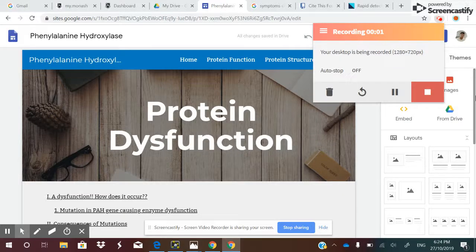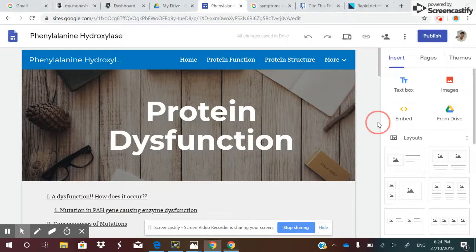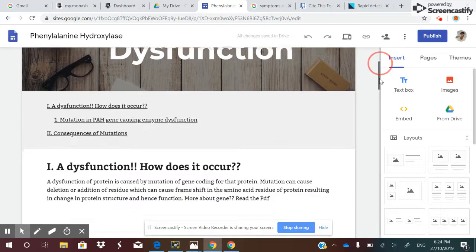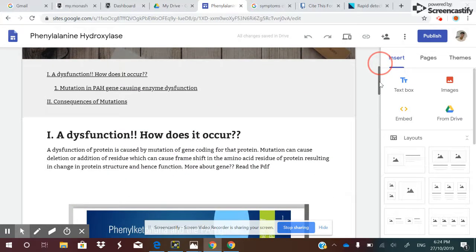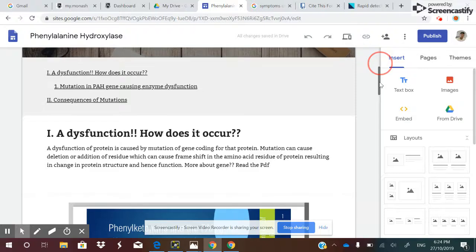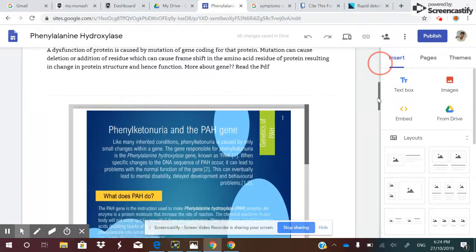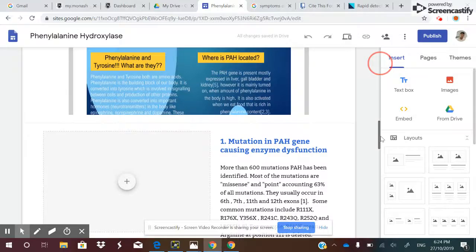Hi everyone, let's talk about protein dysfunction. How does it occur? Dysfunction is caused by mutation of the gene coding for that protein. A gene codes for a protein, and when a mutation occurs in the gene, the structure of the protein is changed, which leads to a change in function of the protein, which causes protein misfolding or protein dysfunction, and hence the protein doesn't work.